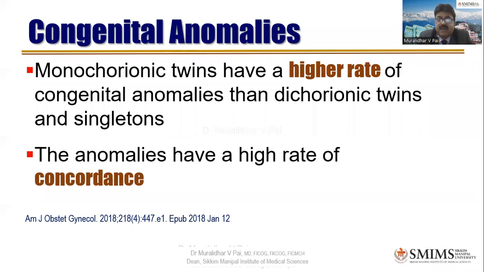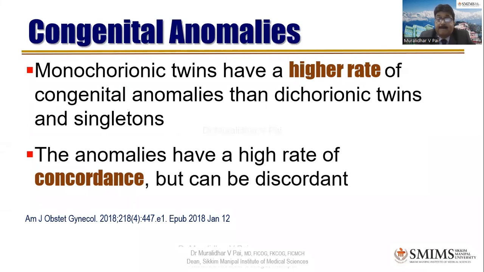The anomalies have a high rate of concordance though. Even if there are anomalies, the anomalies are equally distributed because the genetic endowment may be the same for both, if the anomaly is related to genetics. But they can be discordant. Now, this discordance is because of the splitting problem, right? So even if there's equal splitting, then there can be concordance. If there's unequal splitting, there can be genetic as well as splitting problems. There can be discordance.